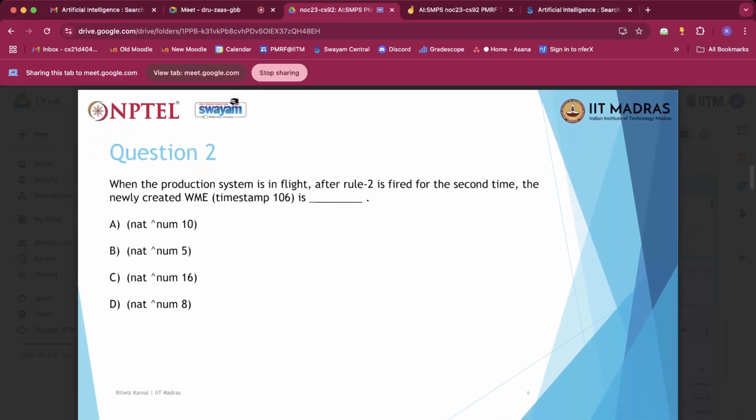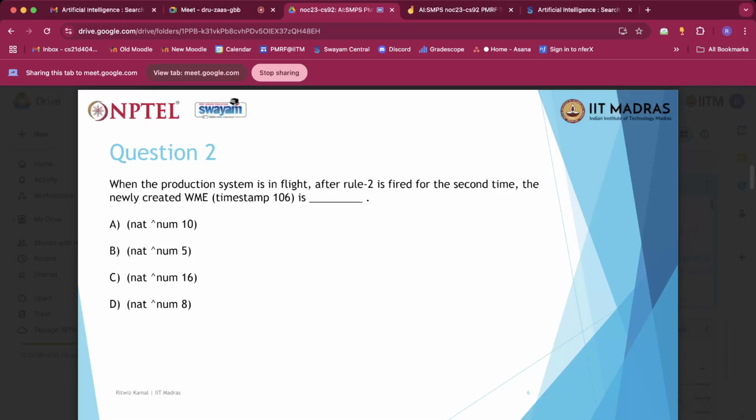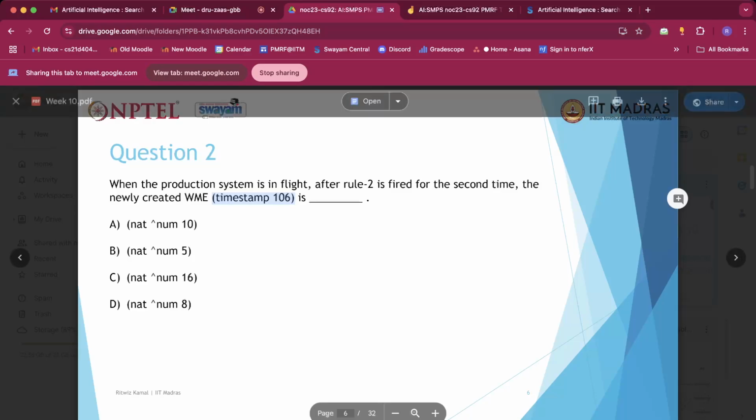The next question tells us, when the production system is in flight or when the production system is running, after rule 2 is fired for the second time, the newly created WME or working memory element is which one? So here we have to report the working memory element that will be added at timestamp 106.